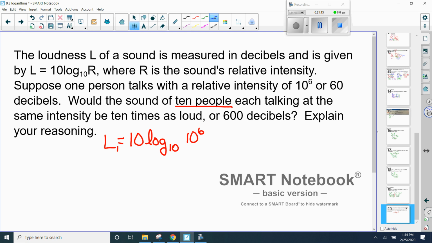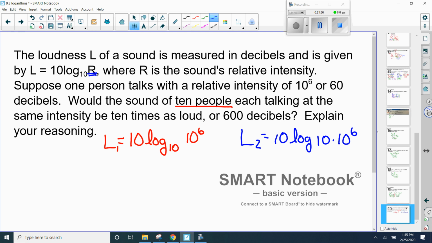We have two different loudnesses we're talking about. I'll let this one be loudness 2. What's loudness 2? They want to know, is that loudness going to be decibels? What do decibels represent? That's your R, right? Your decibels is your R. I want 10 times as much. So if I take 10 times one person, which is 10 to the 6th, where do you think you would go with that? I want to compare them. How many times greater is that? Is that 10 times as loud, or is that 600 decibels as loud?